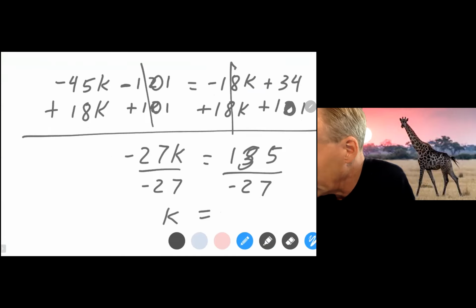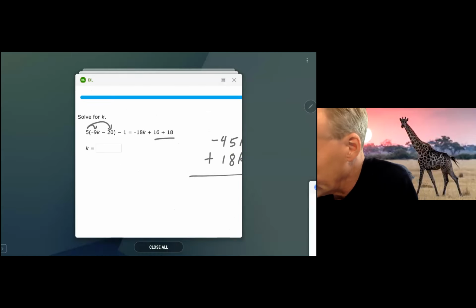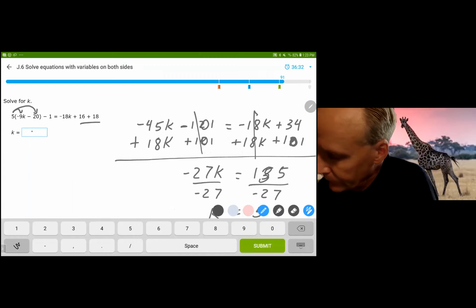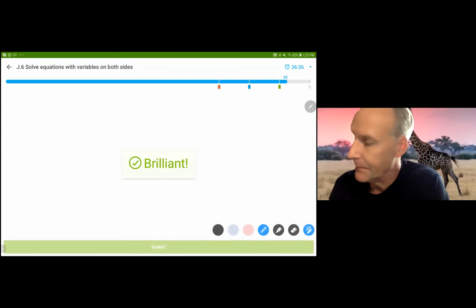Maybe it'll let me write it. No. I know what to do. I'll go to this. Get rid of that. There we go. This is negative 5. Sorry about that. Sometimes technical difficulties get in my way.